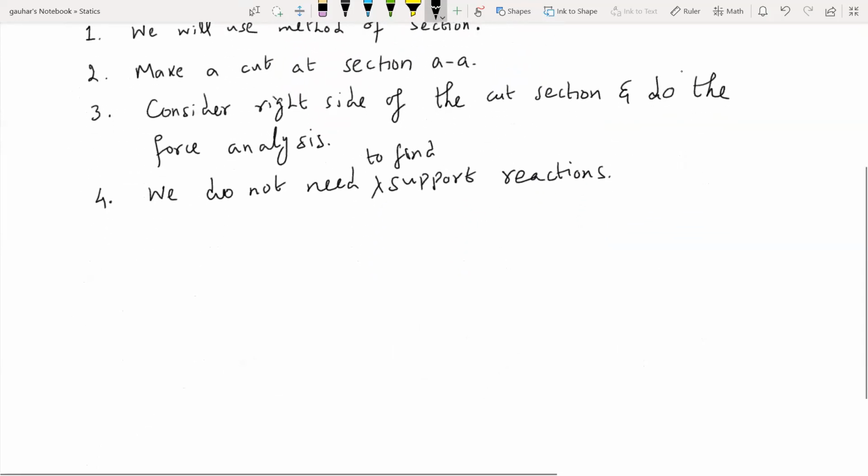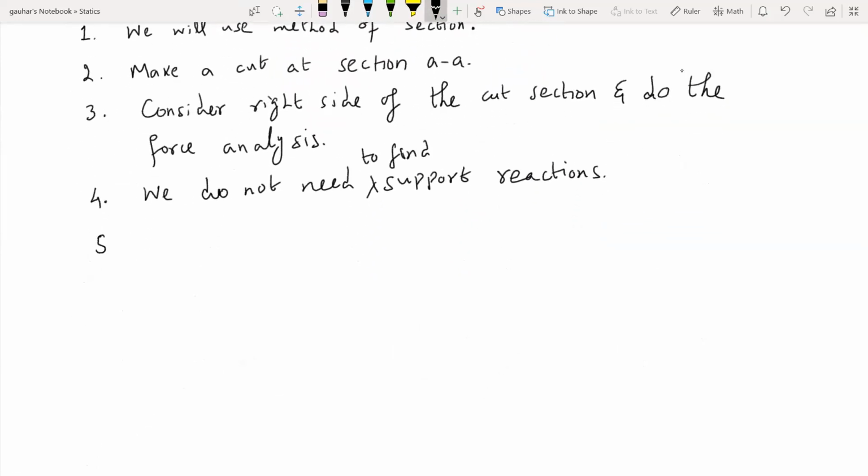Okay, now what's the next step? To start the analysis of the right side, we should have a free body diagram of the right side. So make a free body diagram of the right portion.